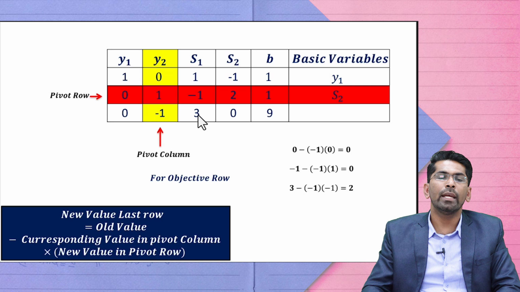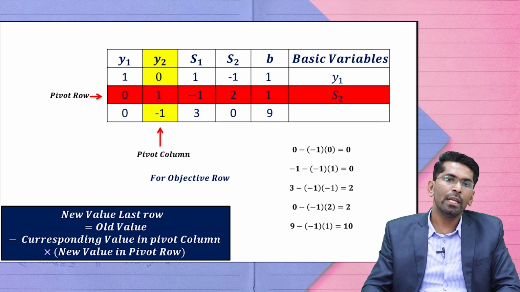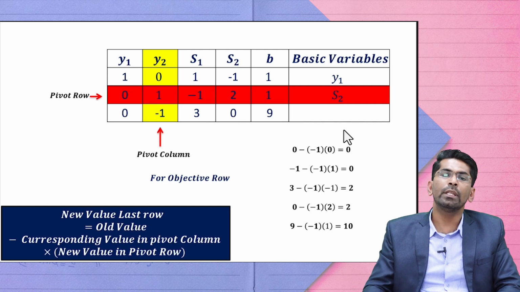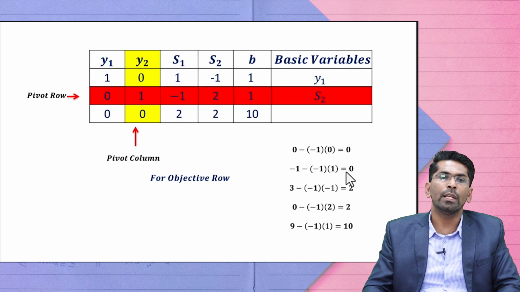Then the third element, that is 3 minus (minus 1) into (minus 1), which is equal to 2. Then 0 minus (minus 1) into 2, which is equal to 2. Then 9 minus (minus 1) into 1, which is equal to 10. So the last row, that is the objective row, again we are going to replace by using these newly calculated values. So it will become 0, 0, 2, 2 and 10.